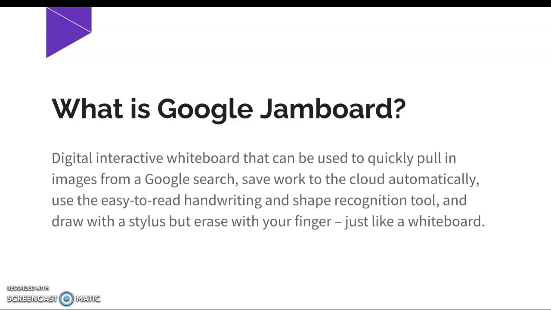Jamboard is one smart display. It quickly pulls in images from a Google search, saves work to the cloud automatically, uses the easy-to-read handwriting and shape recognition tool, and draws with a stylus but erases with your finger, just like a whiteboard.